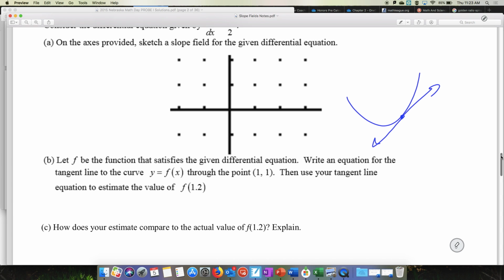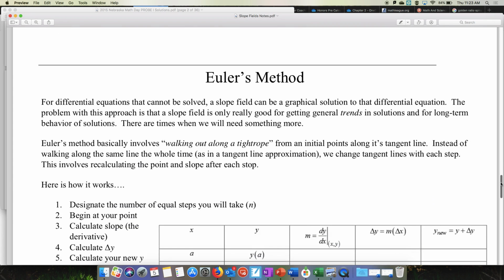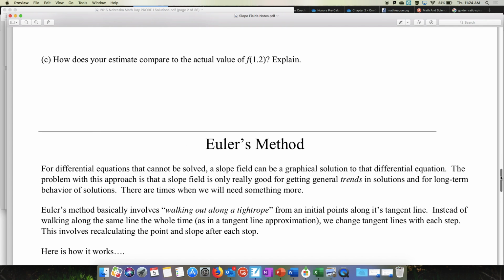Okay? So, Euler came up with a method where we walk out on a tangent line and then we reassess our slope. And then we walk out on that tangent line and then we reassess our slope, however many times we need to do it. Instead of one big tangent line, we take a tangent line and then a new one, and it's going to fit a little bit closer to our curve. Let me zoom in on that. That wasn't a good picture.